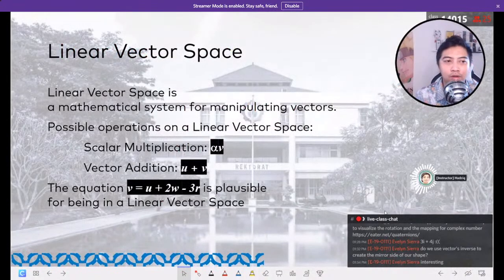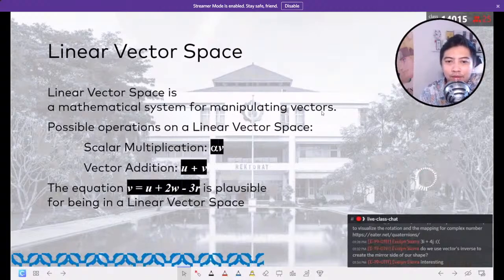Talking about more complex thing, linear vector space. In Bahasa, previously maybe you have heard this as a ruang vector. And I may put this linear inside a parenthesis, so we can just simply call it a vector space. Ruang vector or vector space is a mathematical system for manipulating vectors. Okay, just take it, grasp it for granted for now.